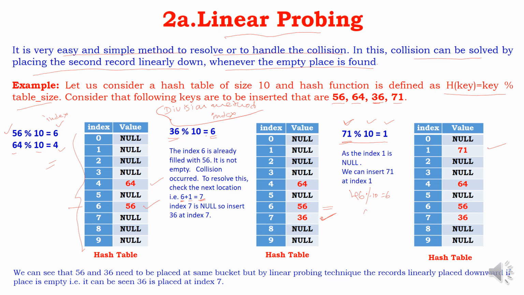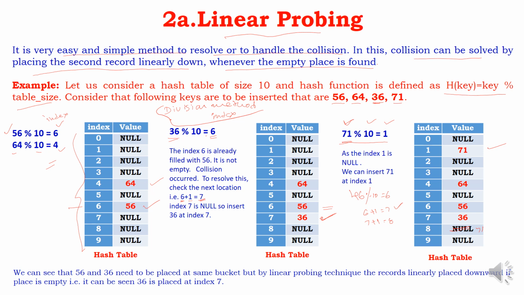So 6 plus 1, 7. 7 is already filled, so check the next location. 7 plus 1, 8. Is the eighth location filled? No, it is null. So you can use this location to store 46. So it can be placed in the next possible location.